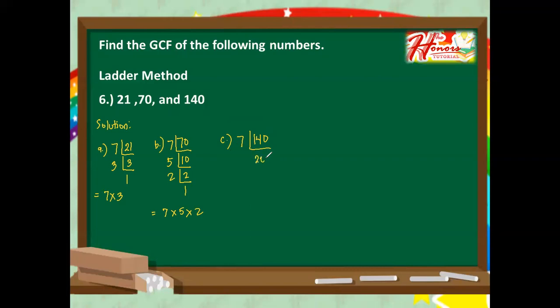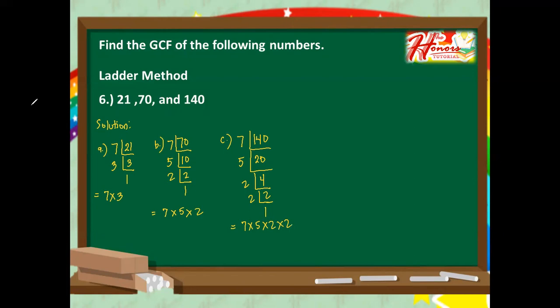So we have 20 here. And then think of a prime number that can divide 20, that's 5. 20 divided by 5, that's 4. Think of a prime number that can divide 4, that's 2. 4 divided by 2, it's 2. Think of a prime number that can divide 2, it's 2. 2 divided by 2 is 1. So therefore, for 140, we have here 7 times 5 times 2 times 2.